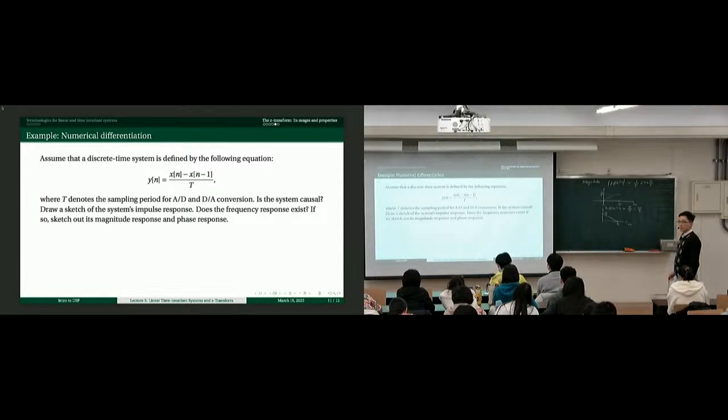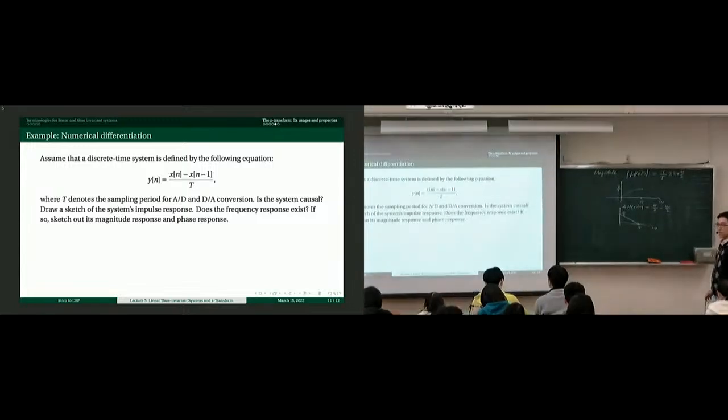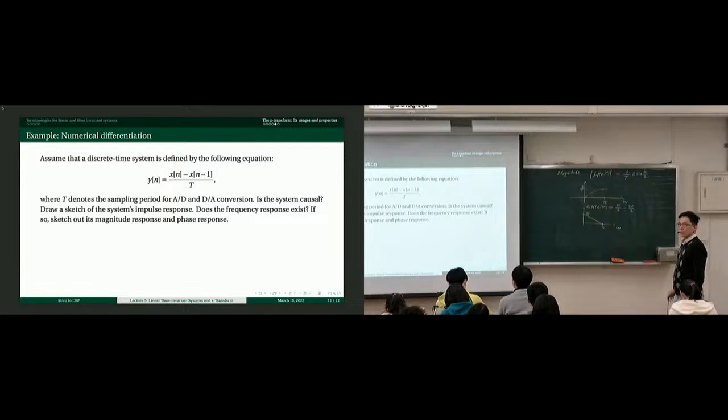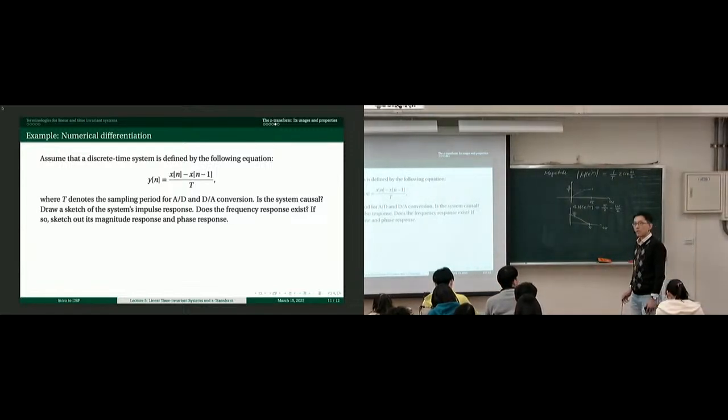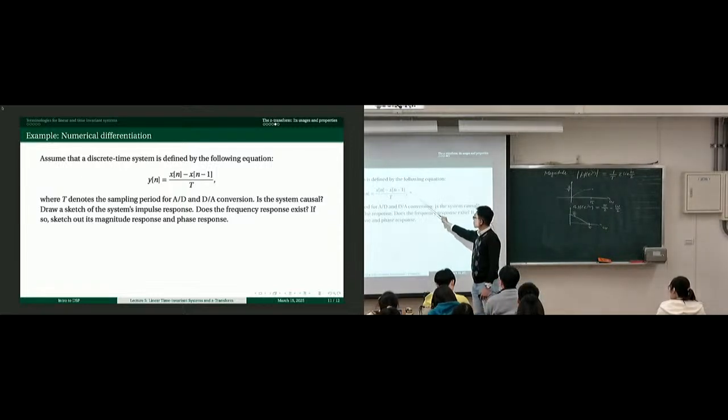Why am I calling it numerical differentiation? 数值微分, in what sense? Differentiation can only happen in continuous time, right? But in discrete time, we can approximate it. In discrete time, we can approximate the time derivative by just subtraction, just delta x divided by delta t. That's what I mean.